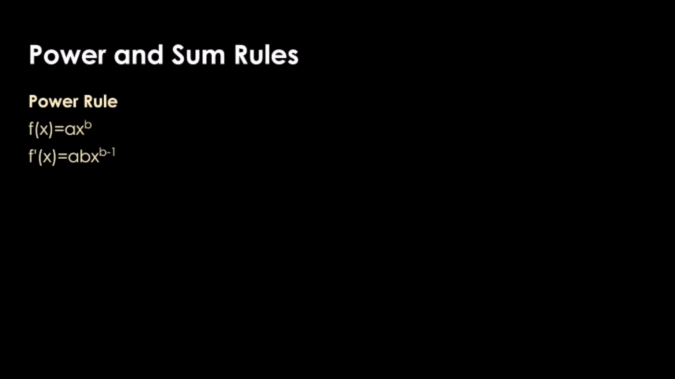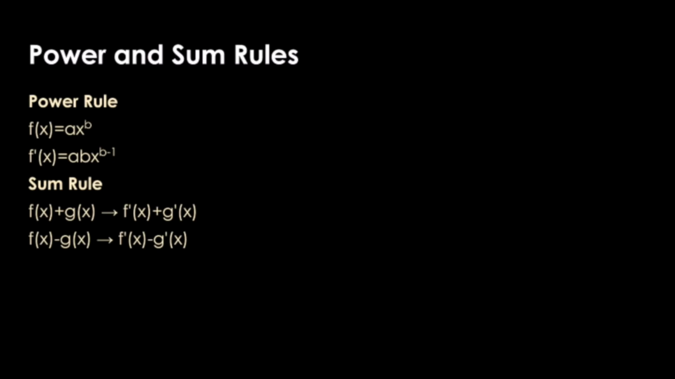Power and sum rules. To differentiate the most basic of functions, you will need to know about the power and sum rules. Parent functions will be modeled by f of x, while derivatives will be modeled by f prime of x. Power rule. To apply the power rule, take the exponent of a variable and multiply it by the coefficient. This will be your new coefficient. Then take the exponent of the variable and subtract 1 from it. This will be your new exponent. The power rule is demonstrated by the function ax to the power of b here.